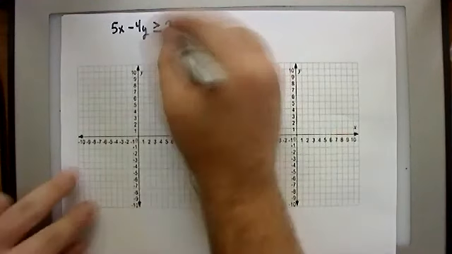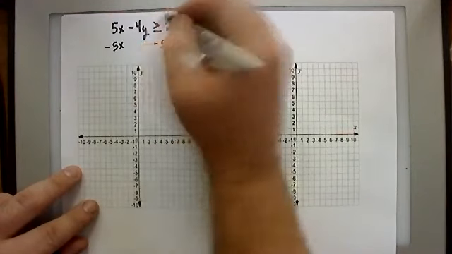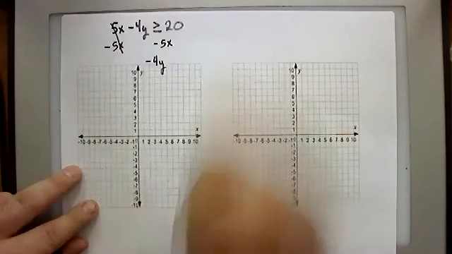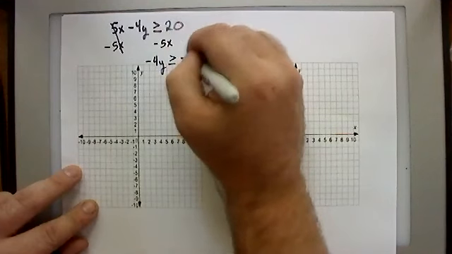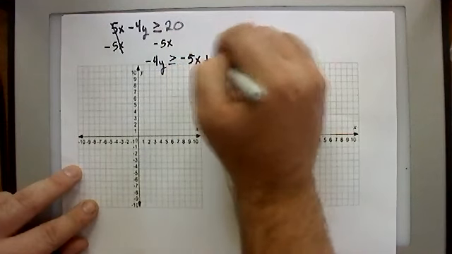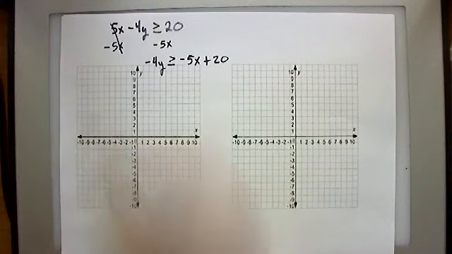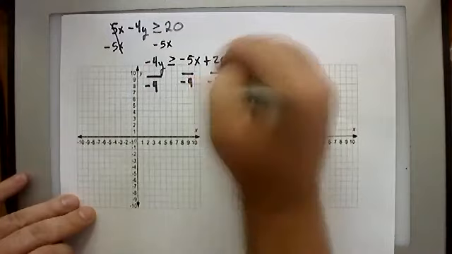So to get this into y equals mx plus b, first thing I would do is subtract 5x from both sides. So that would leave me with negative 4y, because the 5x would cancel, is greater than or equal to, and remember, we're trying to make mx plus b, so put the mx part first. All right, so now we have negative 4y is greater than or equal to negative 5x plus 20, because we subtracted the 5x from both sides. I need to get that y by itself, so I need to do what? Go ahead and divide by negative 4. Just make sure you do it everywhere, okay?